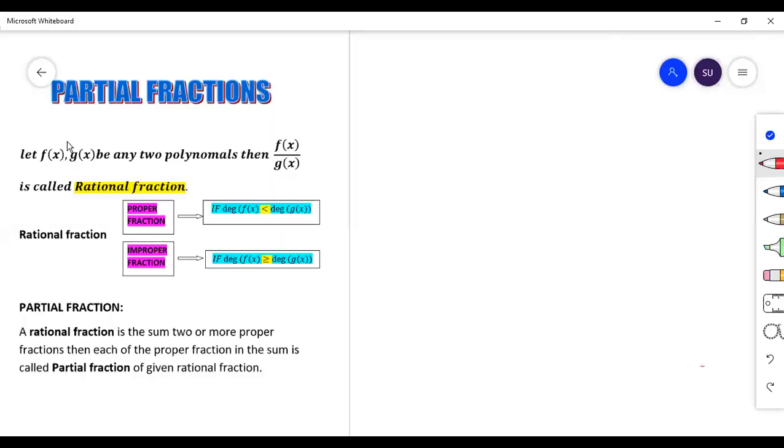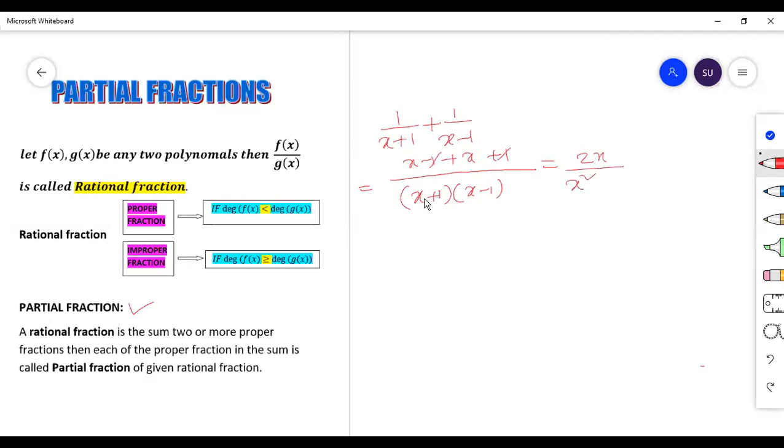So to understand the definition of partial fractions, we will see one example. Suppose I write 1 by x plus 1 plus 1 by x minus 1. So what is the LCM here? x plus 1 into x minus 1, correct? So x minus 1 plus x plus 1. We are getting 1 cancel, 2x by x square. Here it is a plus b into a minus b, no? So this is x square minus 1, correct?